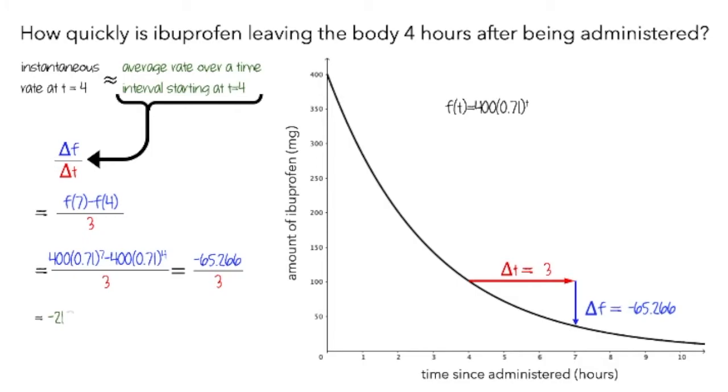This gives us an average rate of negative 21.755 milligrams per hour. This computation would give us an accurate measure of the rate of change if the rate were constant over the 3-hour time interval. However, this isn't the case. So this is not a very precise approximation of the instantaneous rate of change. However, we can make this approximation more precise by making the interval of time smaller.